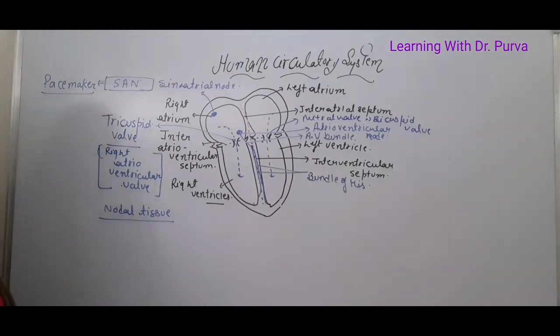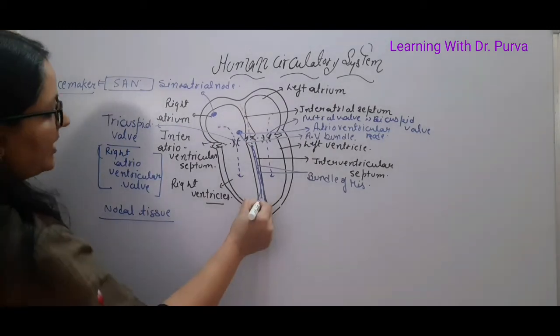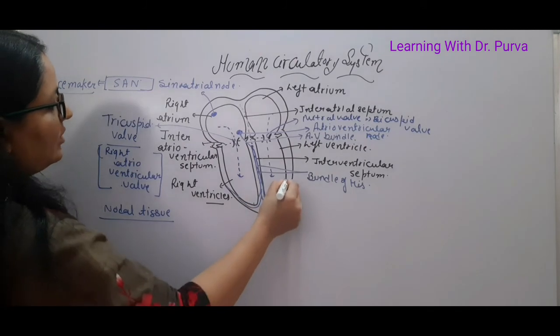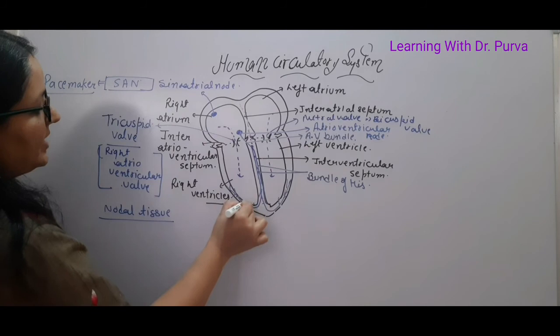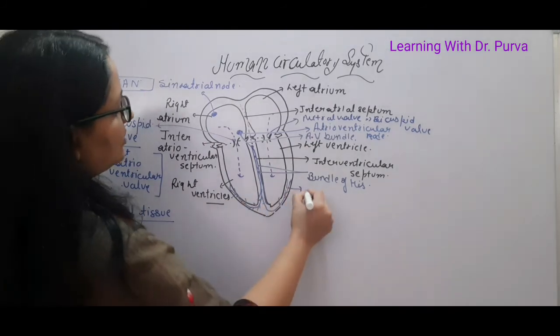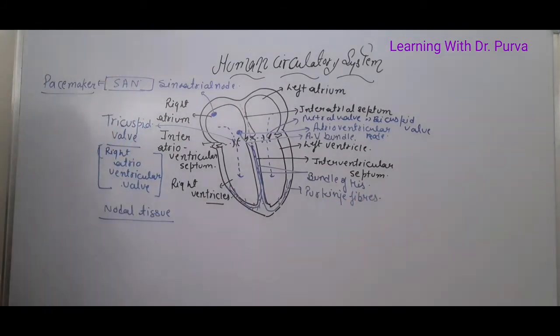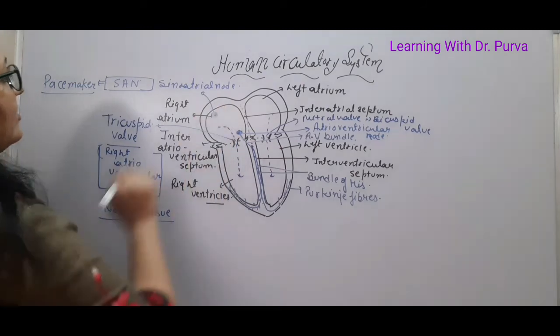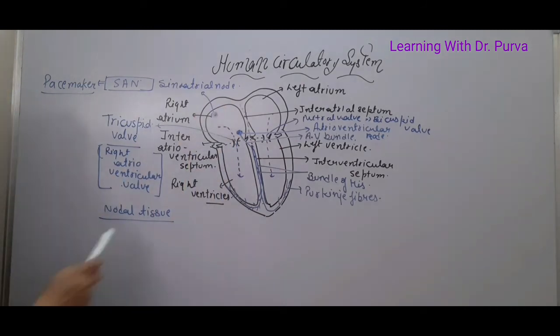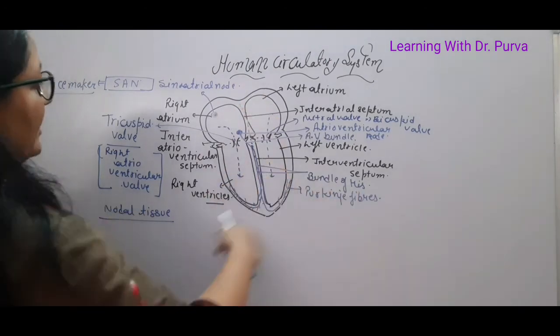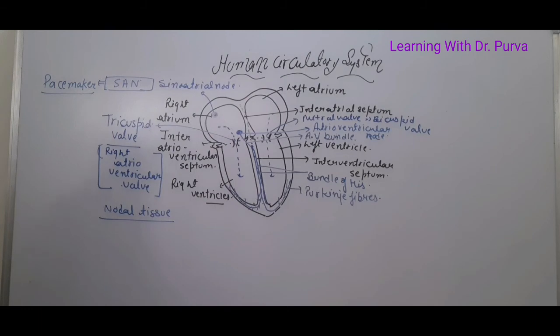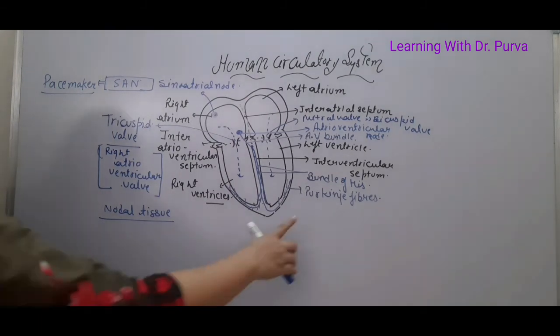This bundle of His will give a number of minute fibers which will spread all over the ventricles, and this network of small fibers is known as Purkinje fibers. This is SA, the sinoatrial node. This is the atrioventricular node, or AV node, another mass of nodal tissue. This is the atrioventricular bundle. Then there will be the bundle of His, and then the bundle of His will give a number of minute fibers which are known as the Purkinje fibers.